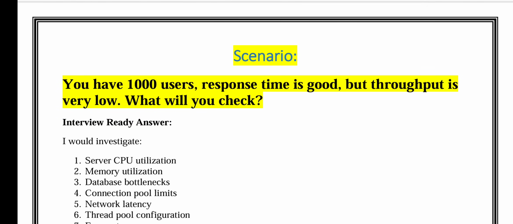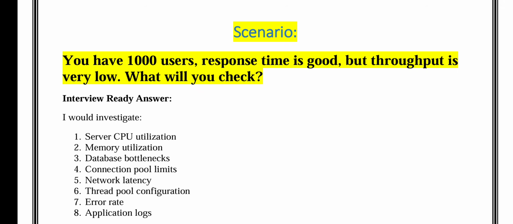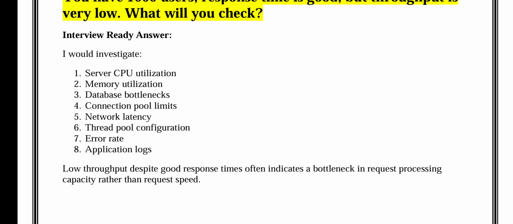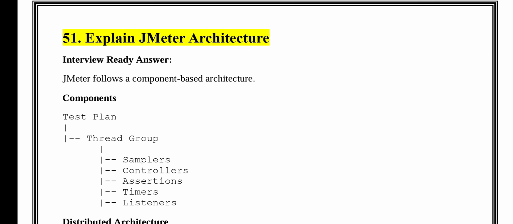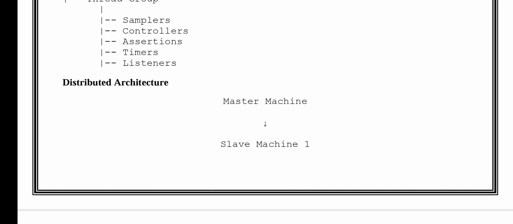And next comes the scenario based questions. You have 1000 users, response time is good, but throughput is very low. What will you check, or what would you investigate? And the next question is about JMeter architecture explanation.